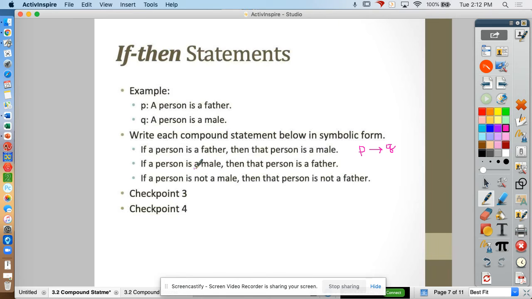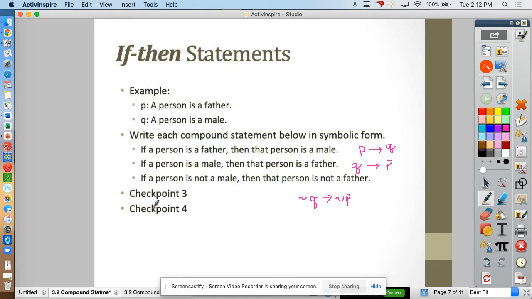All right, this one says if a person is male, then the person is a father. So now we've switched our stuff, but if always comes first: Q, arrow, P. And this last one says if a person is not male, so that would be a tilde Q, and then that person is not a father, so not P. And that's that one. Okay.